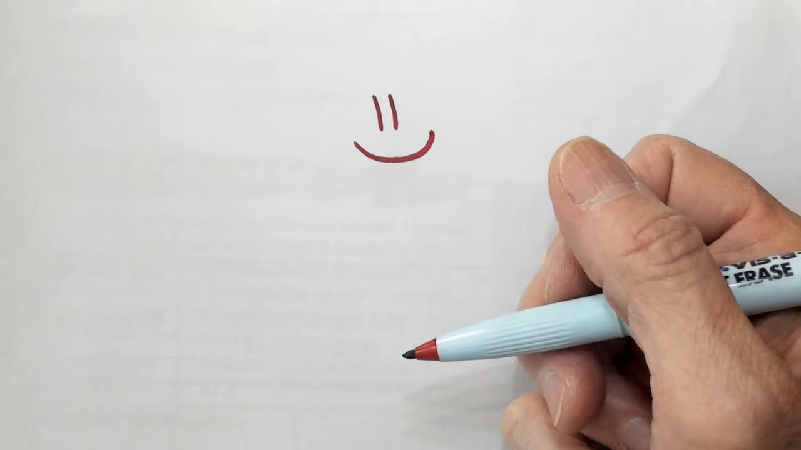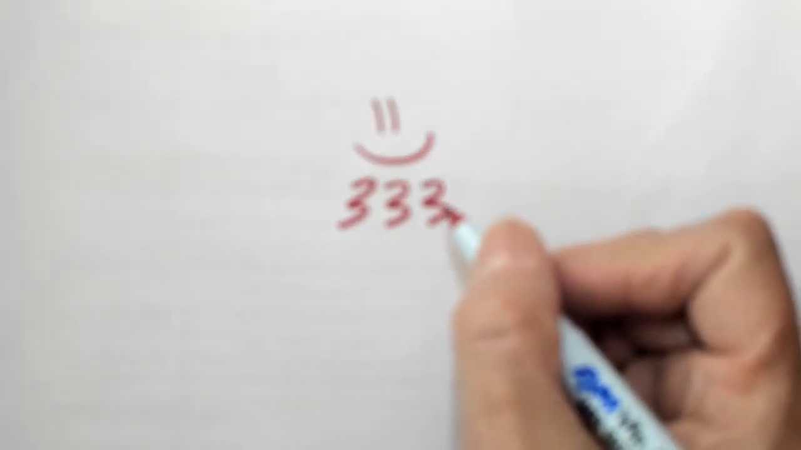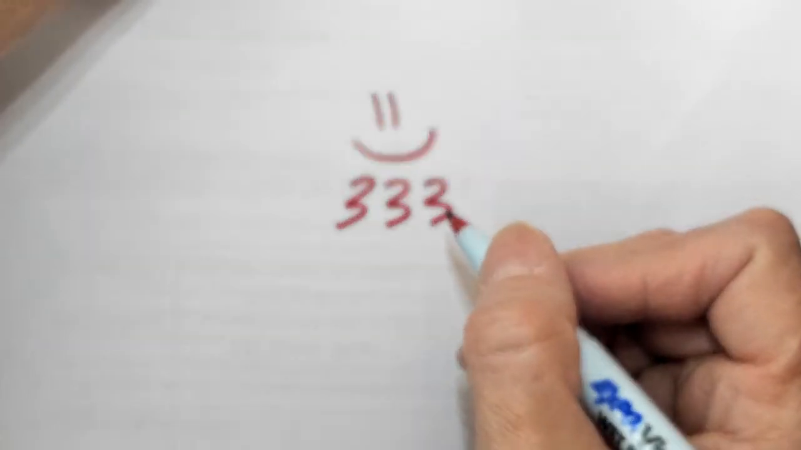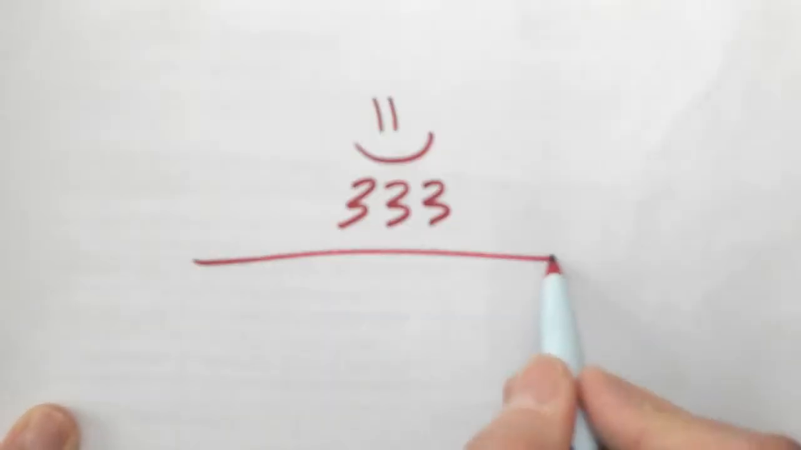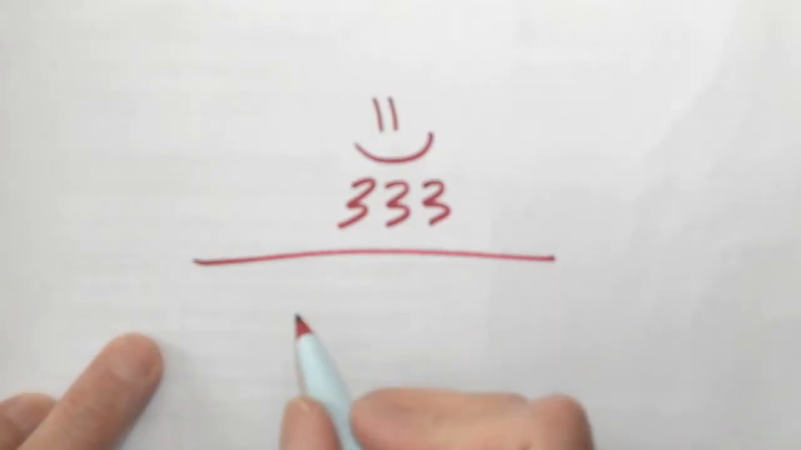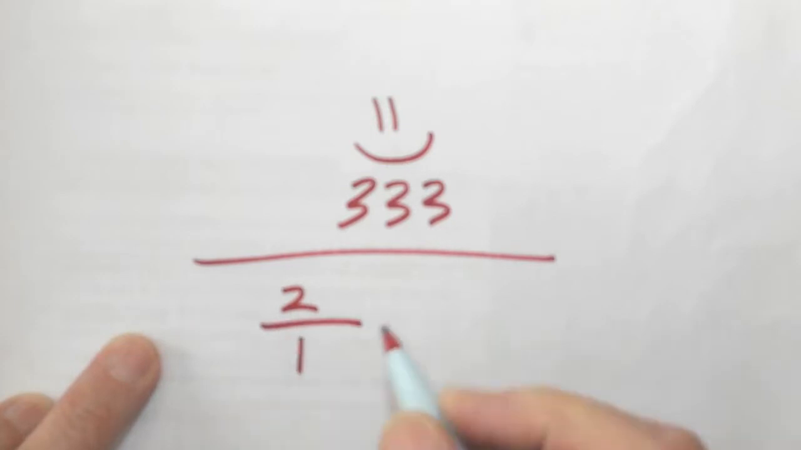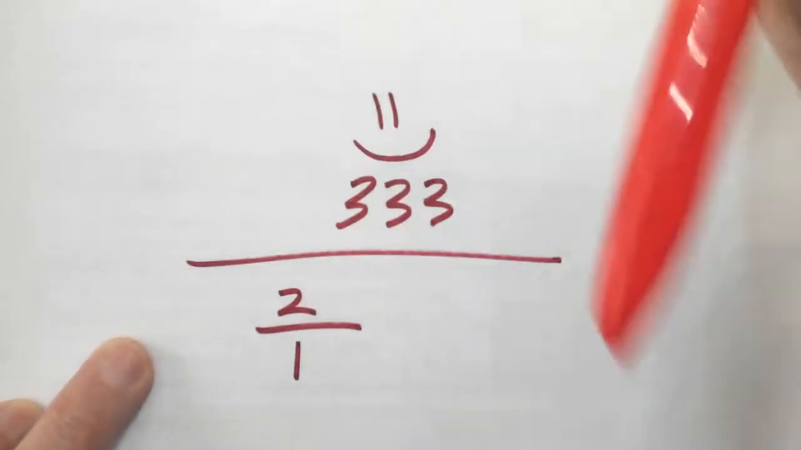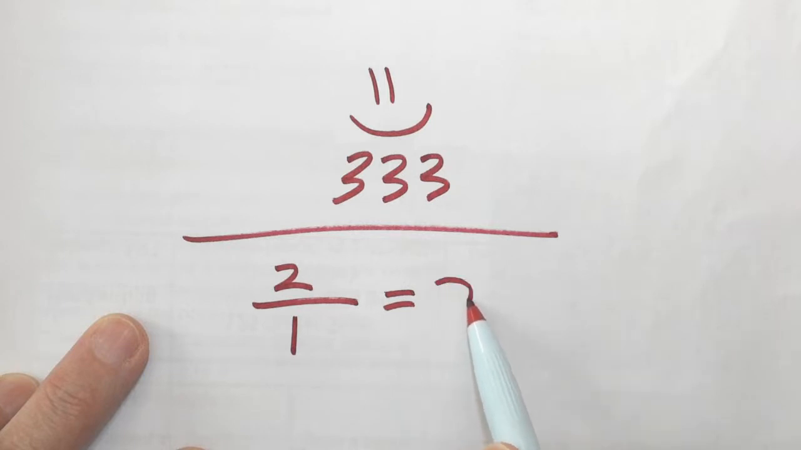If you'll turn to page 333, we'll get started with math. 333. We have been working on moving from a fraction to a mixed number. So if we're doing that with this, we would say how many ones are in 2? Well, there's just 2 of them. And if we take the 2 from 2, there's nothing left.